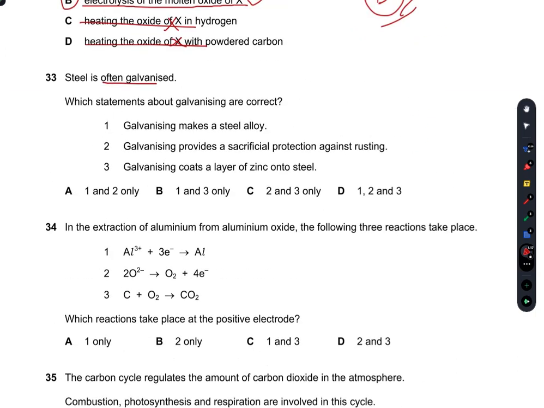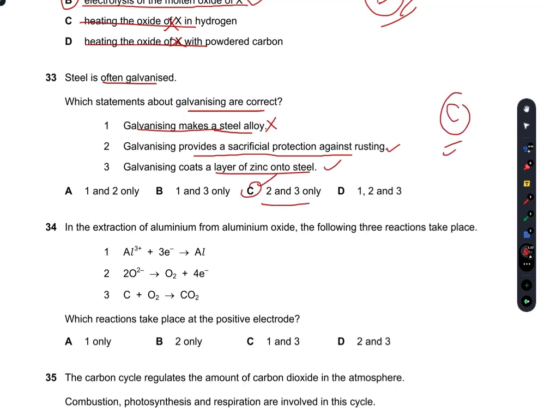Steel is often galvanized. Which statement about galvanizing is correct? Galvanizing makes a steel alloy. No, galvanizing is just the surfacing of another metal on a metal. So it doesn't make steel an alloy. One is incorrect. Galvanizing provides sacrificial protection against rusting. Yes, sacrificial metals such as zinc and magnesium provide sacrificial protection. Galvanizing coats a layer of zinc onto steel. Yes, this is true. Zinc or magnesium can be used. 2 and 3 are correct. C is your right answer.